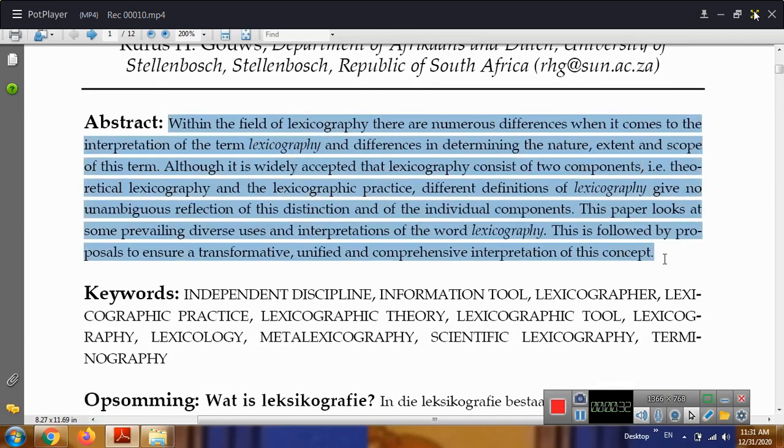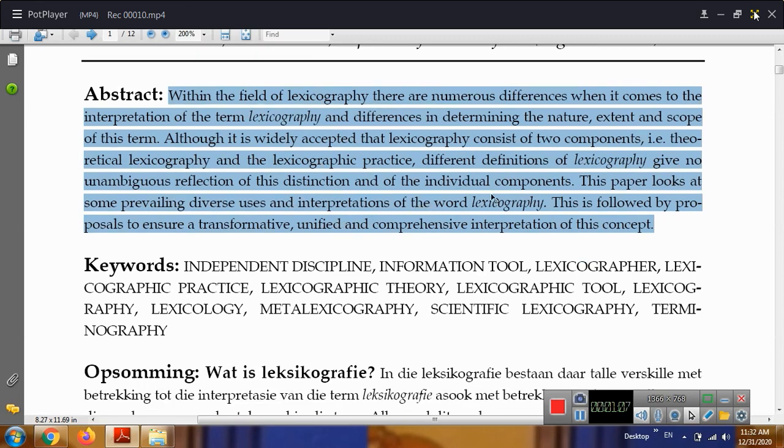Within the field of lexicography, there are numerous differences when it comes to the interpretation of the term lexicography, and the differences in determining the nature, extent, and scope of this term. Also, it is widely accepted that lexicography consists of two components: theoretical lexicography and the lexicographic practice. Different definitions of lexicography give no unambiguous reflection of this distinction and of the individual components. This paper looks at some prevailing diverse uses and interpretations of the word lexicography. This is followed by a proposal to ensure a transformative, unified, and comprehensive interpretation of this concept.